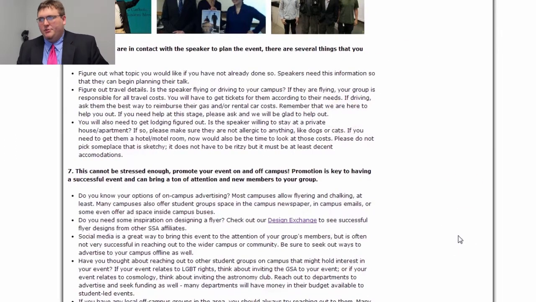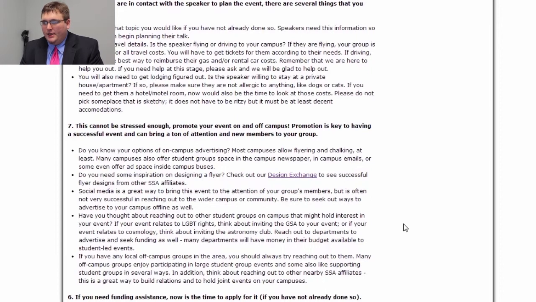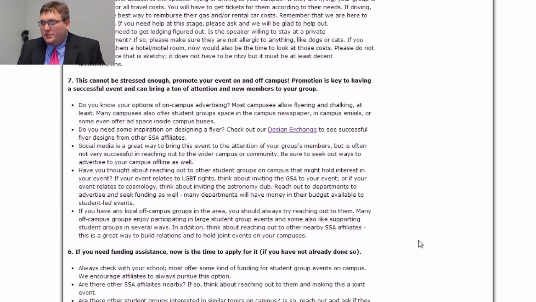I highly suggest going to another resource on the SSA website at secularstudents.org/promotion. But we also have a few resources here on the Speakers Bureau, particularly the Design Exchange. That's a bunch of previously done flyers that other SSA groups have used on their campuses. It's a pretty fantastic resource, and even if you come up with a new flyer while you're designing your speaker event, please send it to us and contribute to the Design Exchange so we have more to offer people in the future. Other things to note, I highly recommend going to /promotion and reading more in depth on the things you should do to advertise and promote out to your campus.